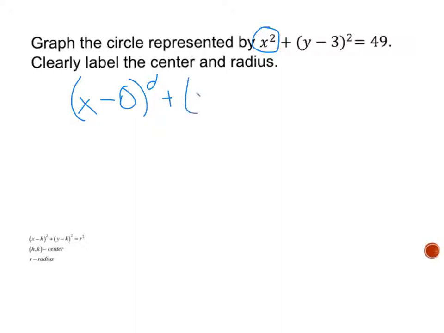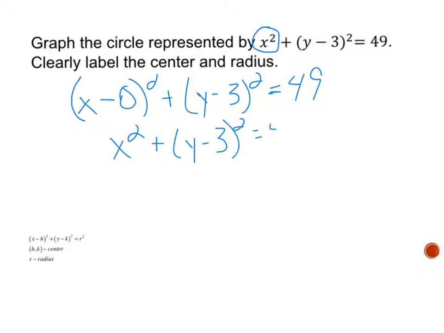plus y minus 3 squared is equal to 49. Since x plus or minus 0 is simply x, it just cleans it up if we write it as x squared plus y minus 3 squared is equal to 49. So that just cleans it up. So that's what the problem actually means.